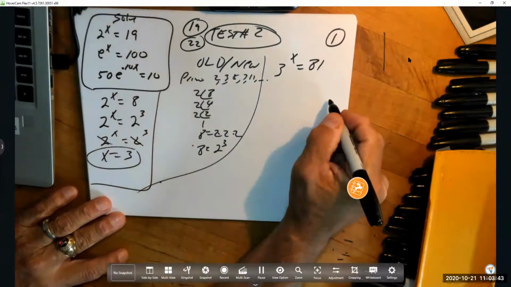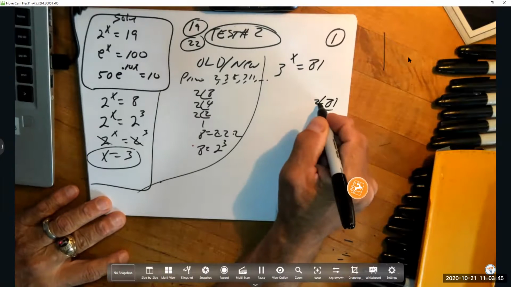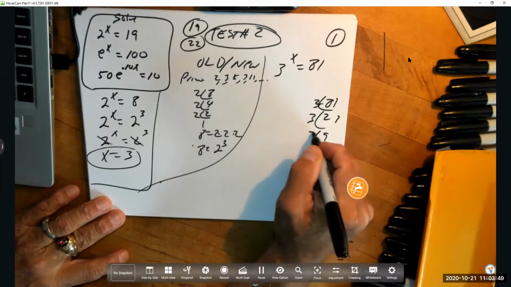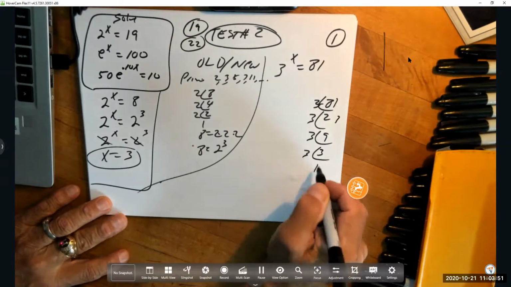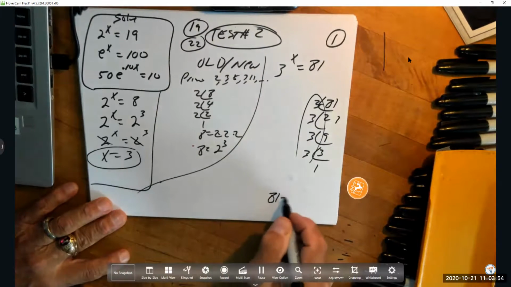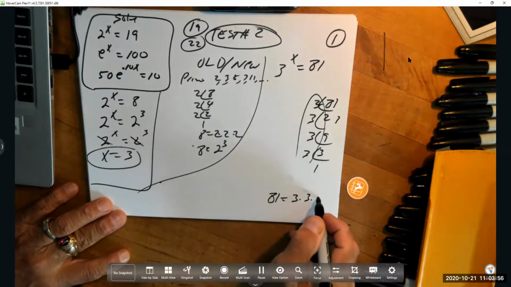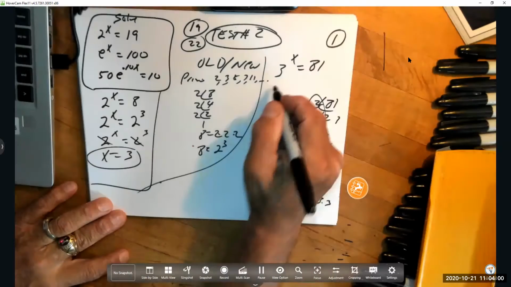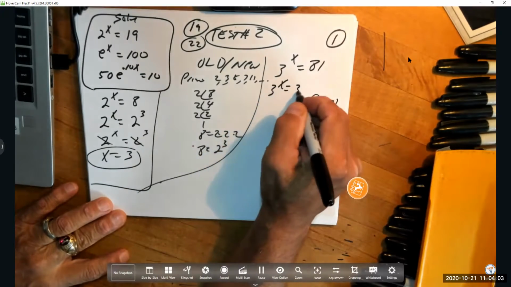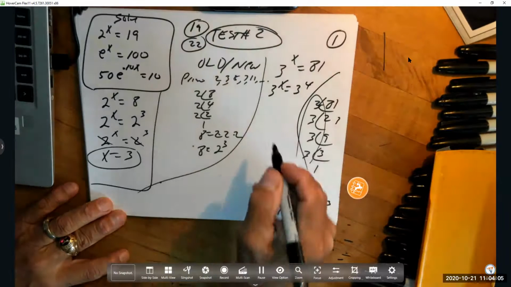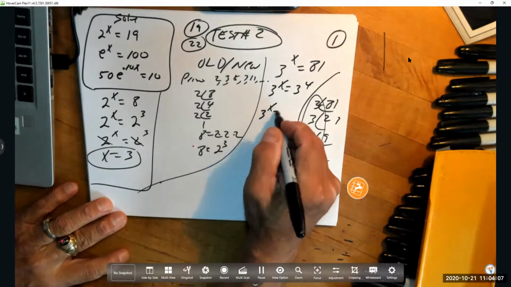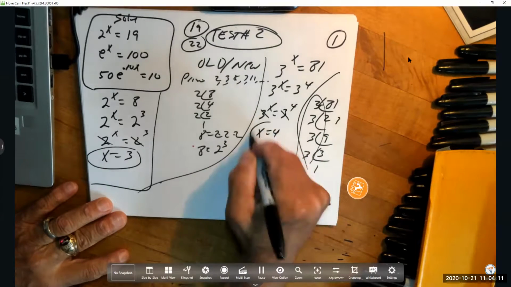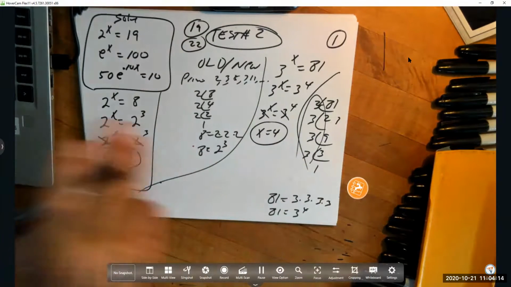All right. So 81, you go 3 divides 81, 27. 3 divides that, 9. 3 divides that, 3. 3 divides that, 1. So it looks like 81 is 3 times 3 times 3 times 3. So 81 is 3 to the 4. So 3 to the x equals 3 to the 4. So I know that 3 to the x is 3 to the 4. These are gone. So x must be 4. Is that right for that one and that one?